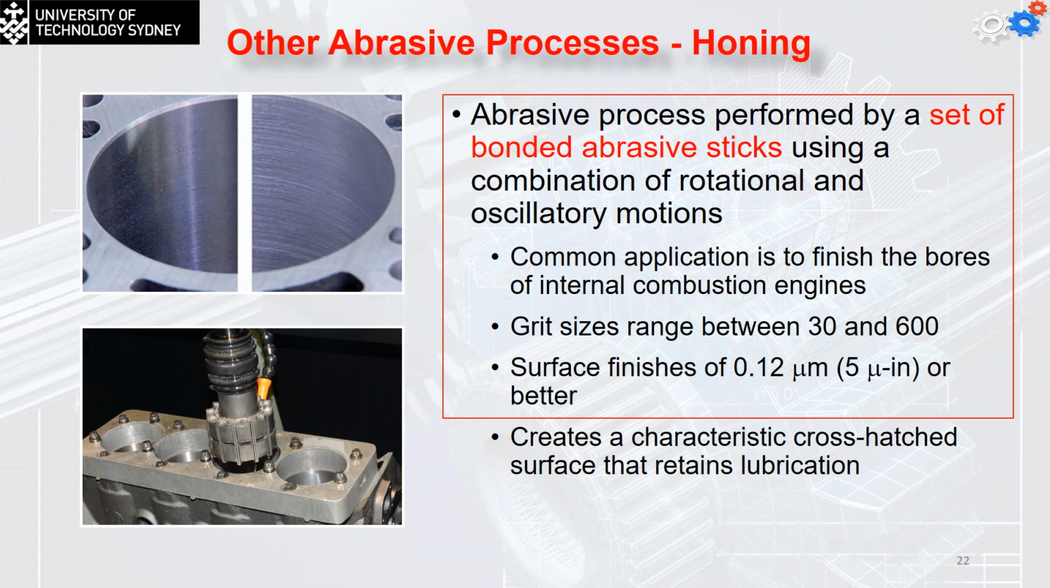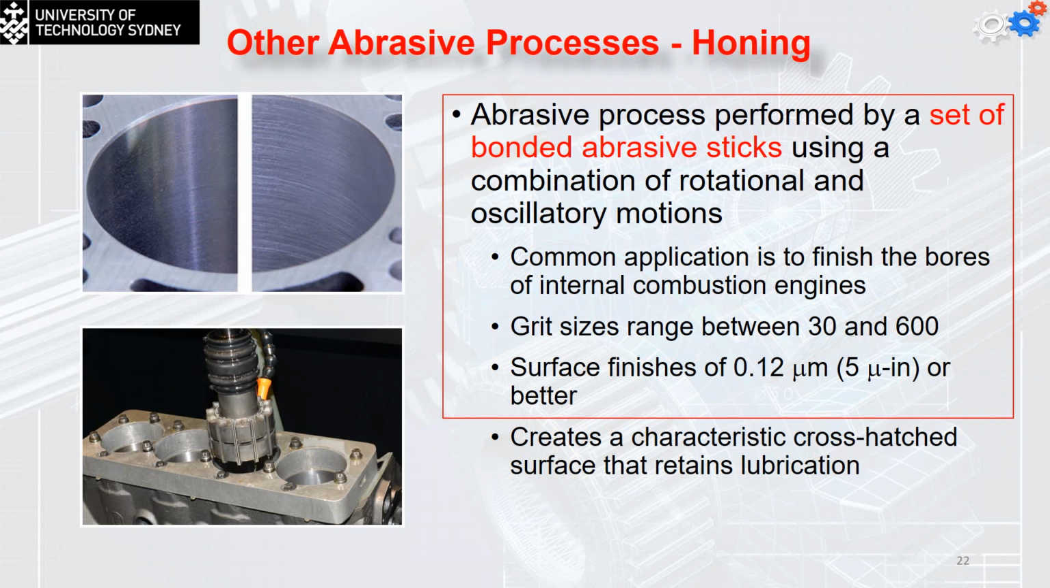So the abrasive process is performed by a set of bonded abrasive sticks. These are sticks bonded to a wheel, which is going to rotate using a combination of rotational and oscillating motion. So it's not only going to rotate, but it's going to go forward and backward. The common application is to finish the bores of internal combustion engines, and the grit size range is something between 30 to 600. So once again, it can be coarse and it can be fine, but it's not very fine. The finest we can have is something around 800.